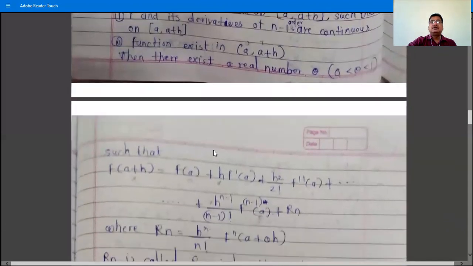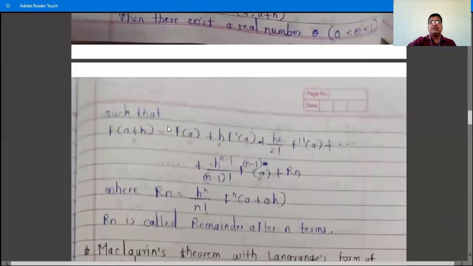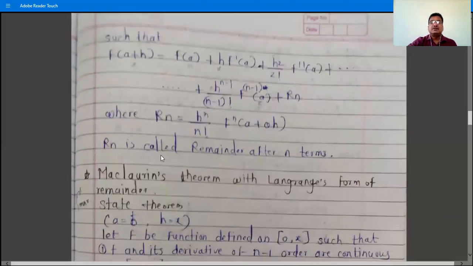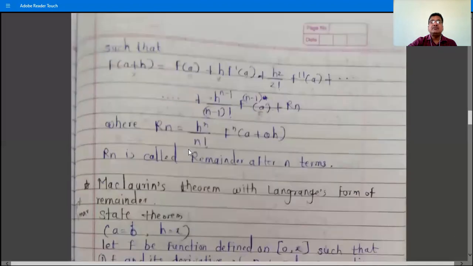So this Taylor's theorem is what? f of a plus h is f of a, plus h f dash a, plus h square by 2 factorial f double dash a. The next term is h cube divided by 3 factorial f triple dash a. The next term is h raised to 4 by 4 factorial f raised to 4 of a, the fourth order term. In this way, the nth term is h raised to n minus 1 divided by (n minus 1) factorial f raised to n minus 1 of a. Then Rn is this term. So this is Taylor's theorem with Lagrange's form of remainder.